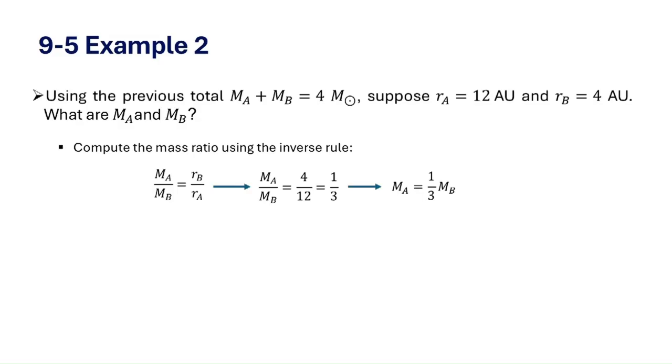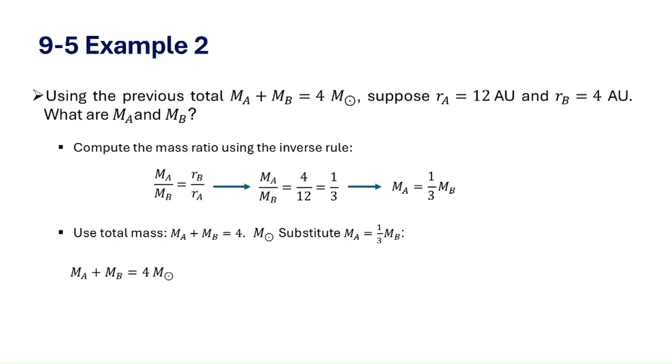That means the more massive star is closer to the center, so MA is smaller relative to MB, using the inverse of their distances. Now let's use the total mass. MA plus MB is 4 solar masses. We just found it in the previous example, right? So let's substitute MA equals 1 over 3 MB in this equation.